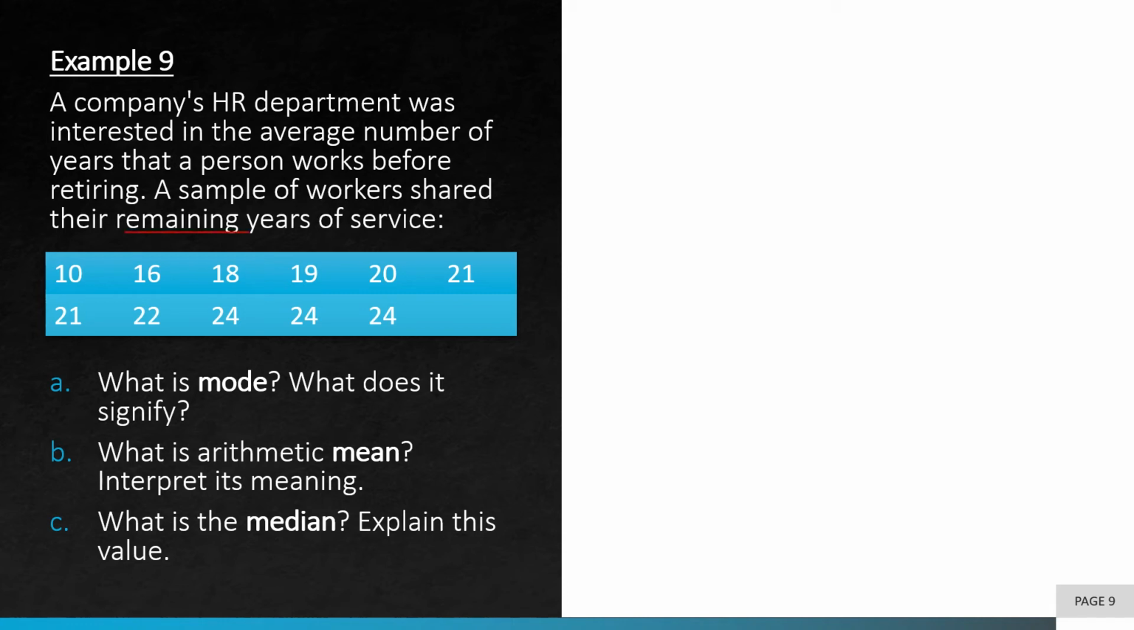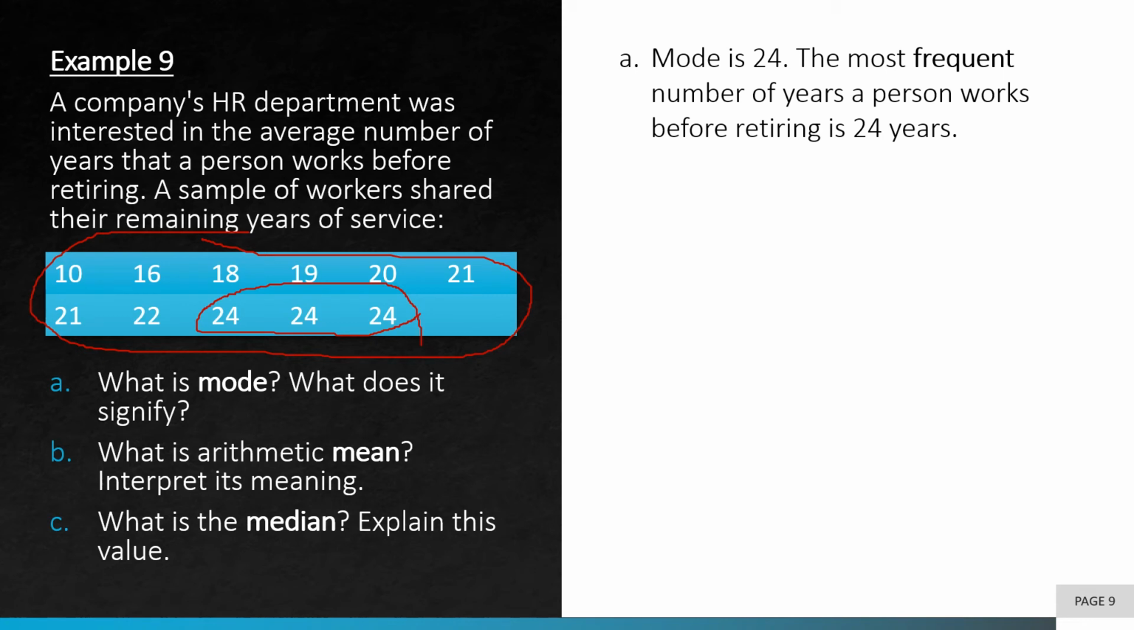Okay, so now let's look at the data set given to you. From all of these figures, try to see which number occurs most frequently. Yes, you can see that the number 24 appears 3 times, whereas all the other numbers appear only once or twice. So to answer A, what is the mode? Mode is 24. And what does it mean, or what does it signify? The most frequent number of years a person works before retiring is 24 years. Now, some students make the mistake of writing the mode as 3. Remember, 3 is not the mode. 3 is the frequency, as in how many times you see the number. So to answer what is the mode, it must come from the data set.